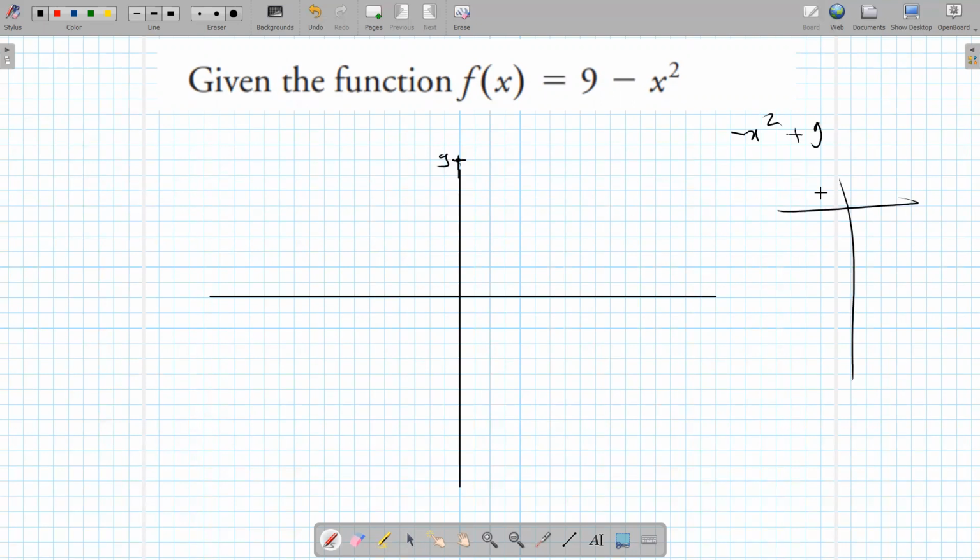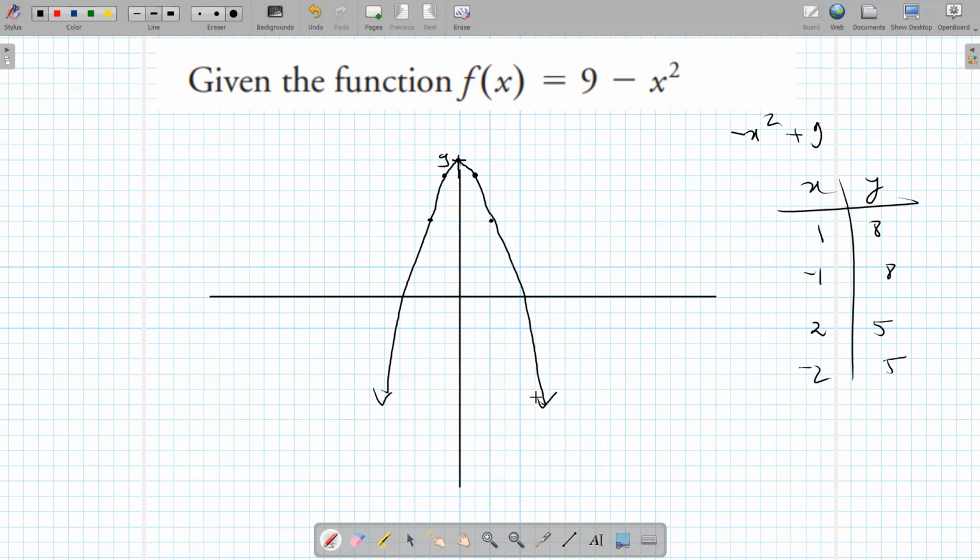Maybe we need to make a table of values, x, y. When x is 1, y is 8. When x is -1, y is 8. When x is 2, y is 5, and -2, 5. So 1, 2, 3, maybe there. And you see the pattern. It's going to look something like this. Okay, that's our quadratic function.